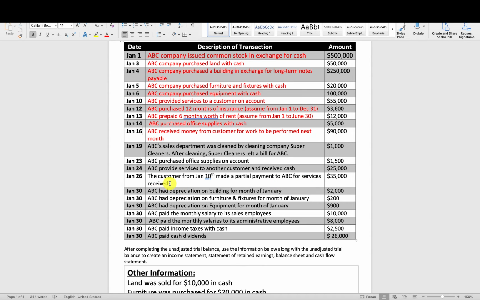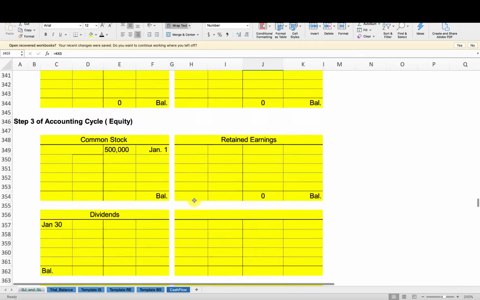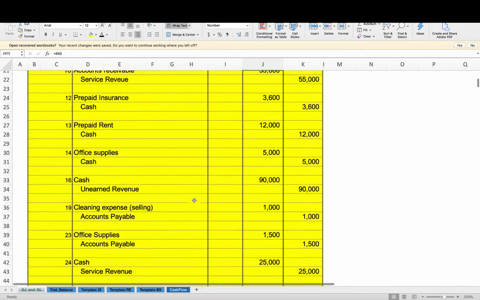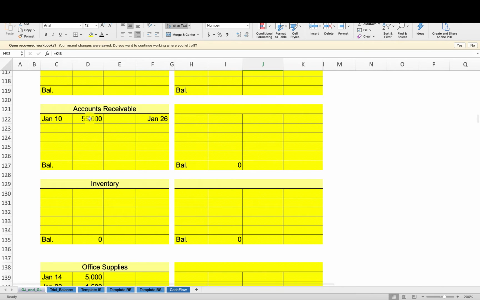Now, the next line item we have is the customer from January 10th made a partial payment to ABC for services received. So the customer from January 10th, right? So here was the customer. We provided services on account. So the customer owes us $55,000. If you look at our accounts receivable account, you'll see the balance in accounts receivable is $55,000. This is how much the customer owes us, right?